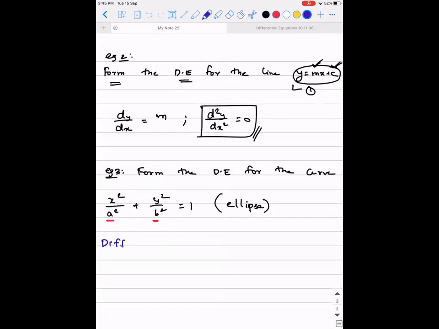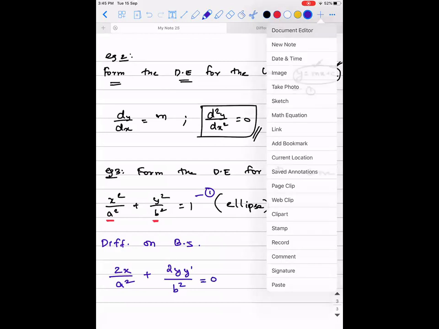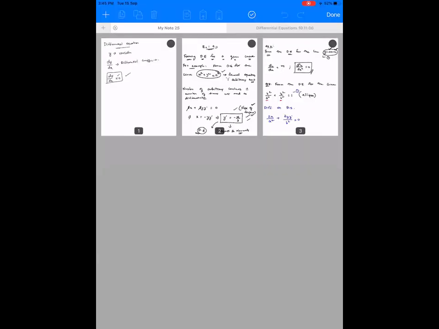So differentiating on both sides, what do we get? Let this be equation number 1. When you differentiate on both sides, you get 2x divided by a square plus 2y into y dash divided by b square is equal to 0. Yes or no? Yes, sir.